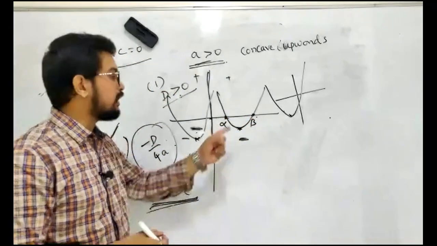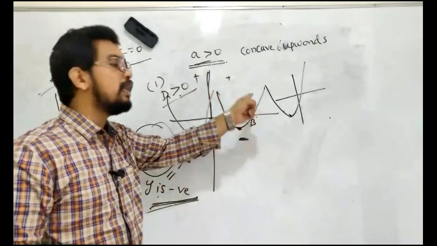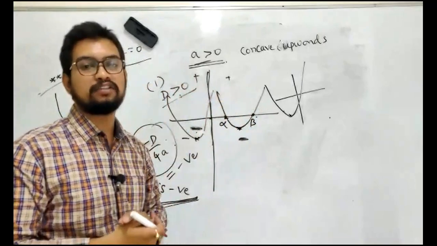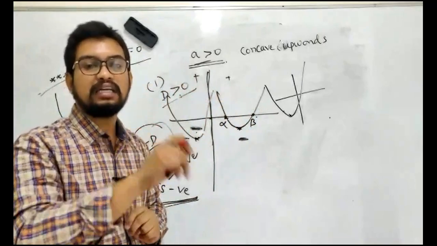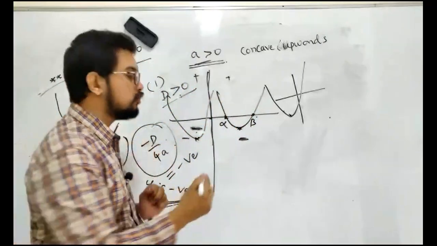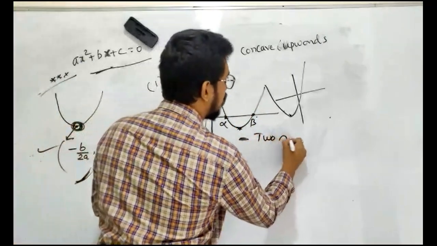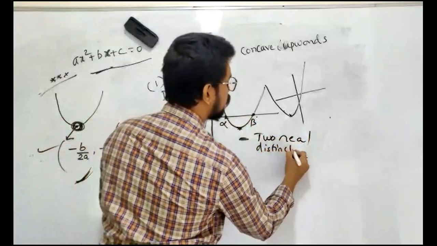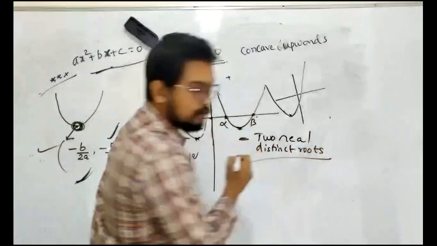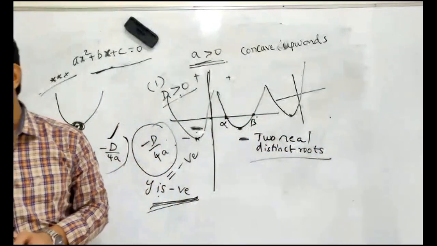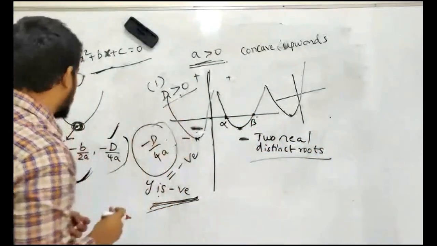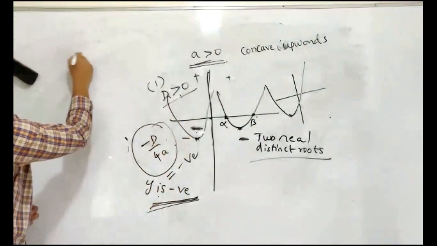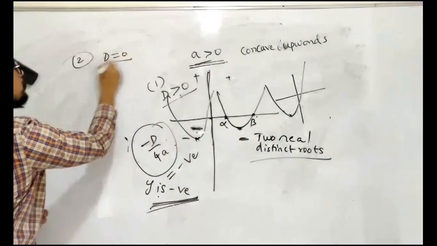This graph is intersecting the x axis at 2 different points. So we are writing it as 2 real roots, and as these points are different, I'm writing it as distinct roots. We are writing it as 2 real distinct roots. Now this is case 1. Now take case 2, that is if d is equal to 0.